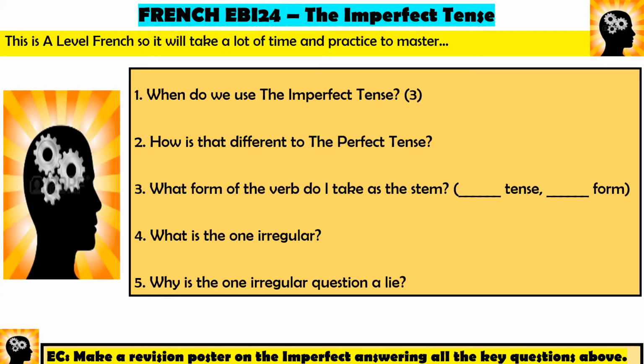Alors mes petits, right guys, you do see the imperfect tense quite a lot at GCSE. You have to master it for A-level, but if you're going for a top GCSE grade, you need to master it and show the examiner you can do it. So there's 5 key questions, 5 key things you have to know to be successful at this. We're going to work through all 5 today on this video and answer them all.